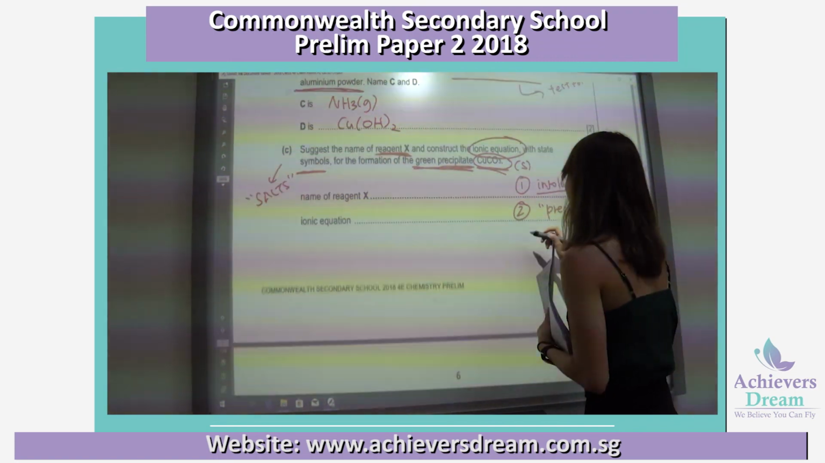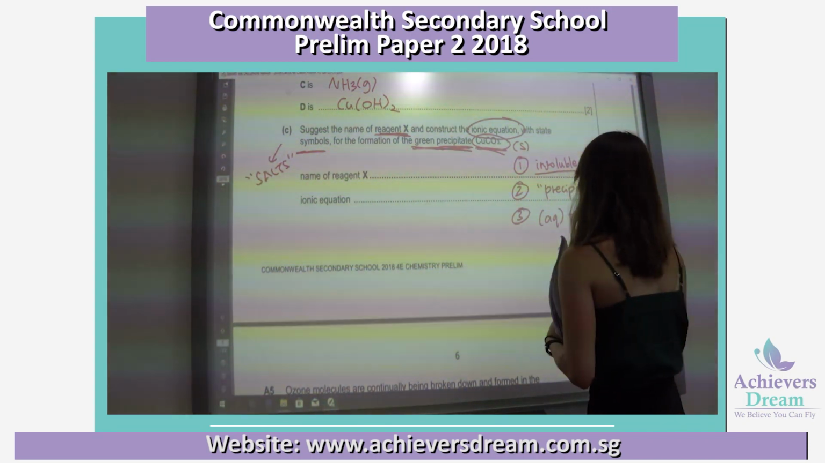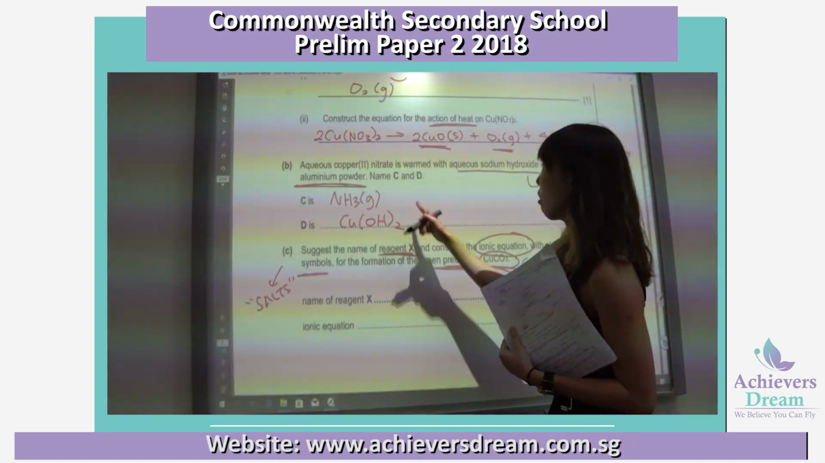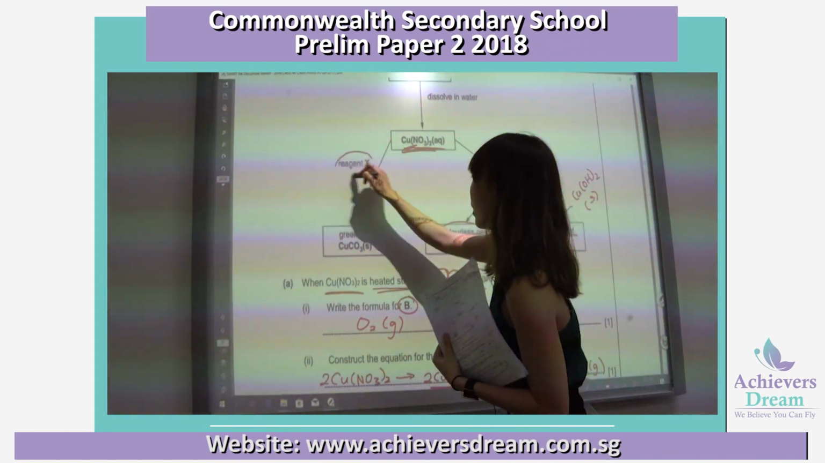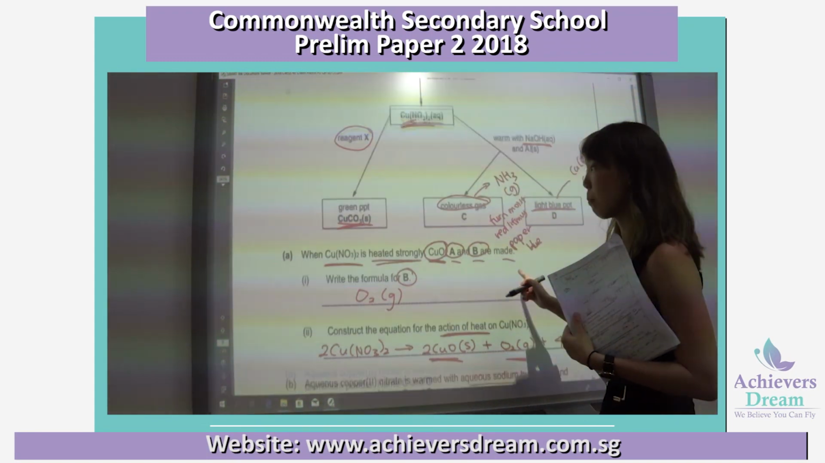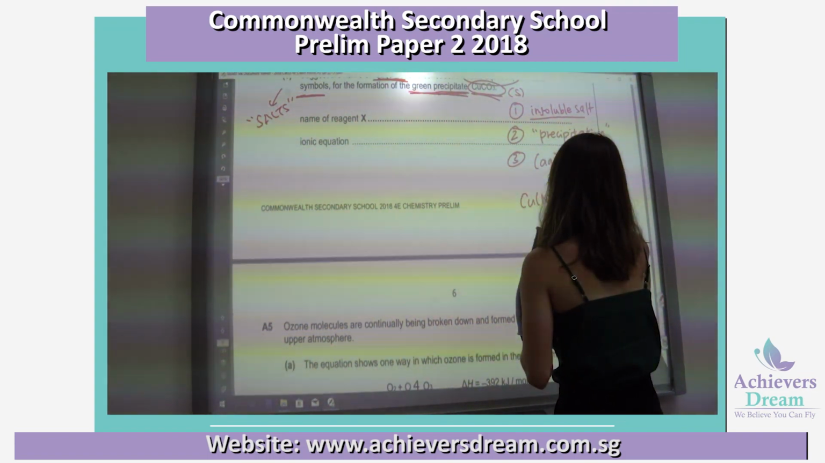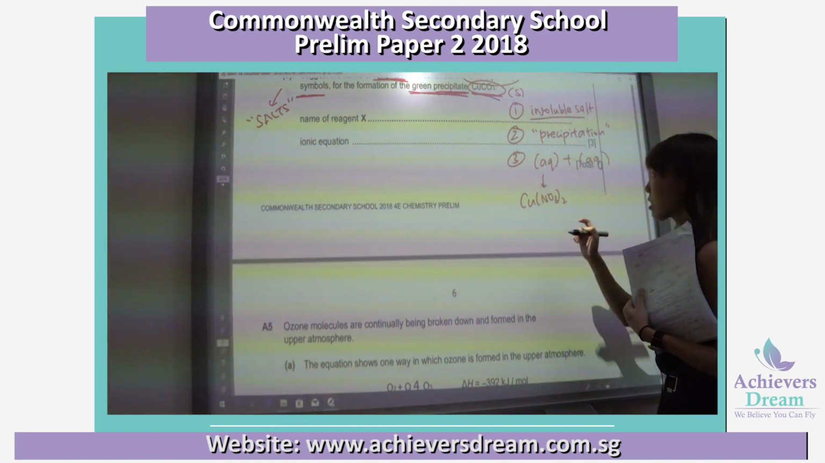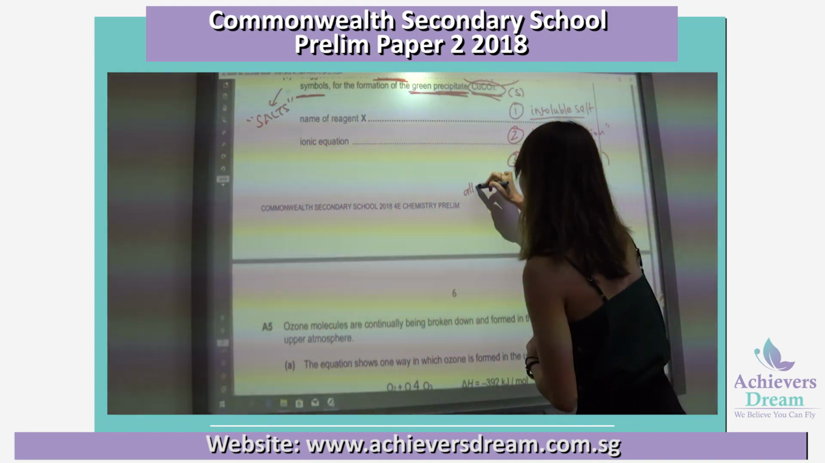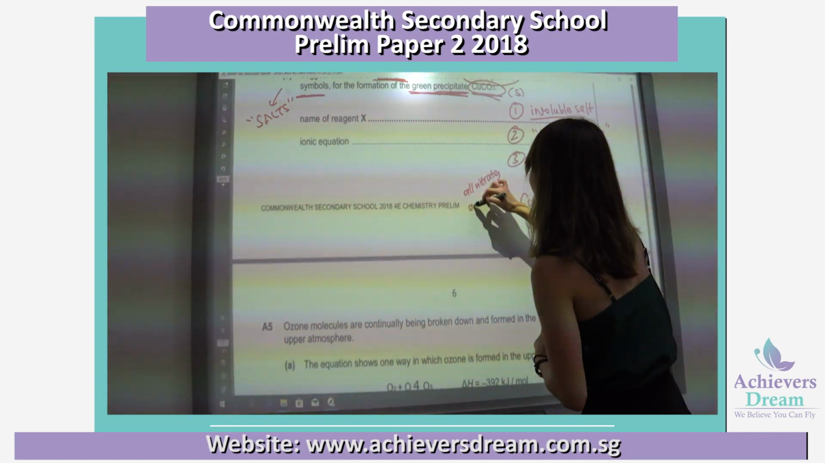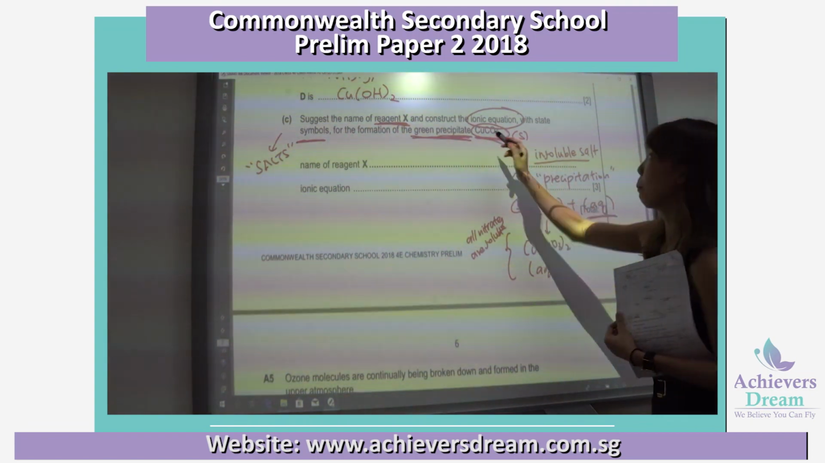Okay, now when it comes to the reagents for the precipitation method, we always use aqueous solution and aqueous solution. So now, suggest the name of reagent X. Let's see the flow chart again. I have copper 2 nitrate, plus reagent X will give me copper 2 carbonate. So Cu(NO3)2 is one of my reagents, correct? It is soluble because remember all nitrates are soluble. So I need another aqueous solution to form my copper 2 carbonate.